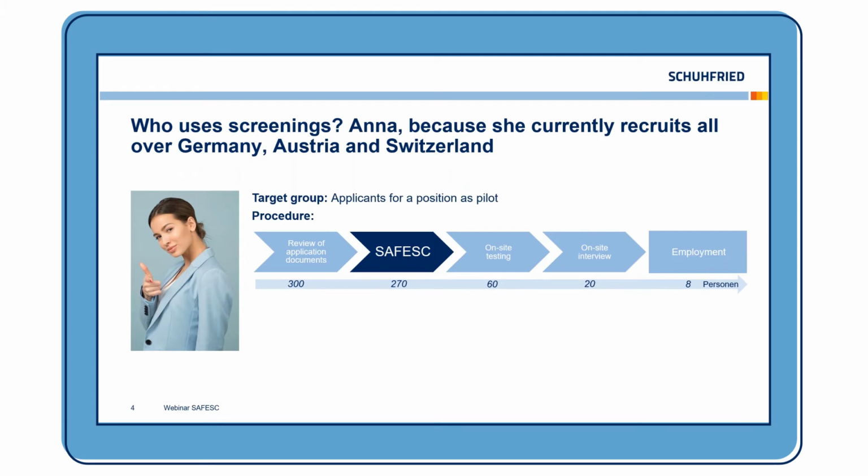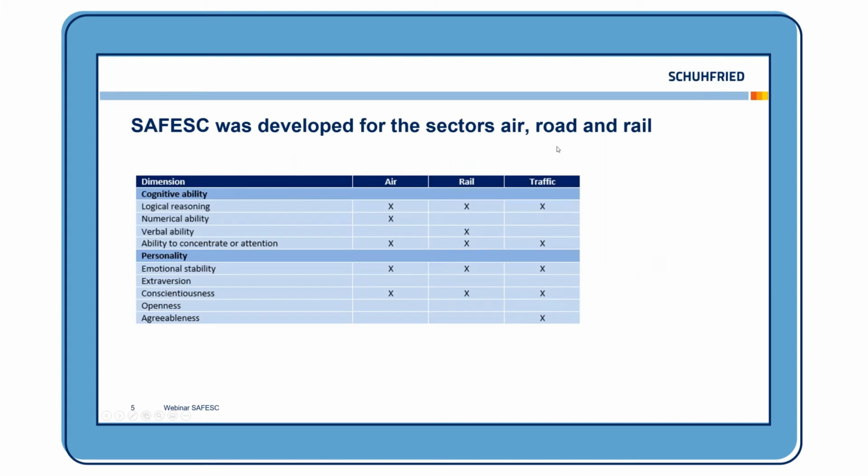So as you can see here, SAFESC or the screening is an additional step which helps to reduce the overall amount of applicants that are invited to the on-site testing, and therefore helps to make the whole process more efficient. And as you can derive from this example, SAFESC was developed for the air sector, but additionally, we also have a tested configuration for the road sector and for the rail sector.